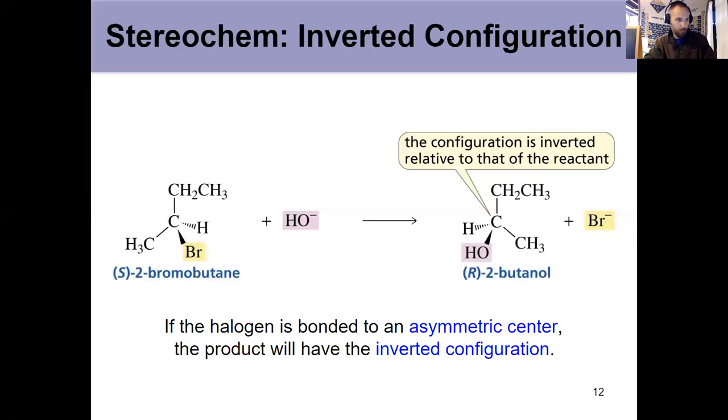How about the stereochem? That gives me some information about what's going on. For an SN2 reaction, we have what's known as inversion of configuration. If your electrophilic carbon, the one that's attached to the halogen, is part of an asymmetric center, if it was S, it becomes R, as we see on the slide here. If it was R, it becomes S. And either way, it flips. It's an inversion of configuration if you have an asymmetric center.